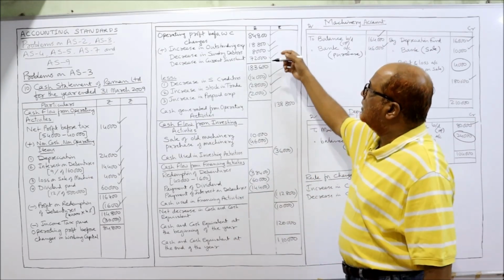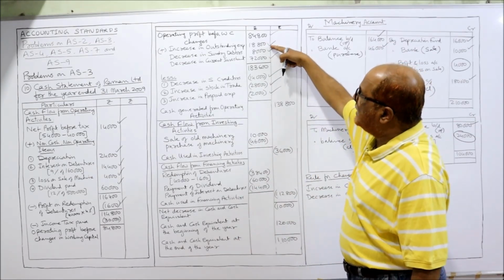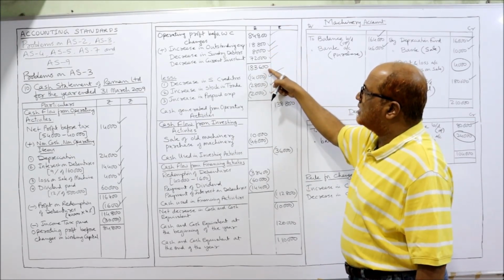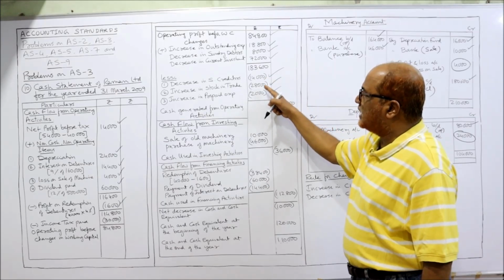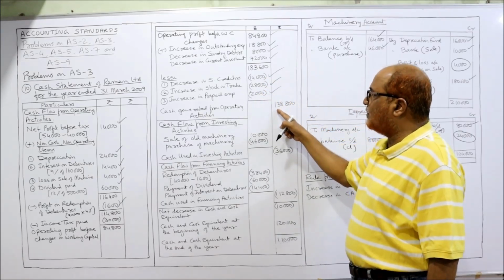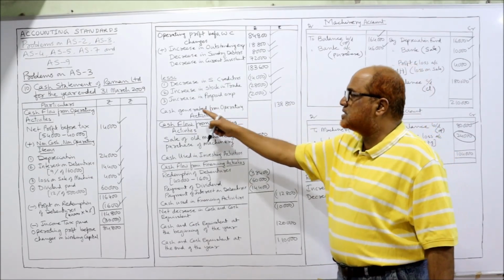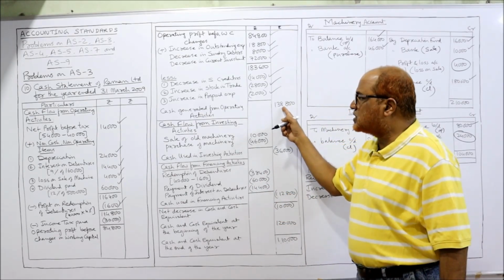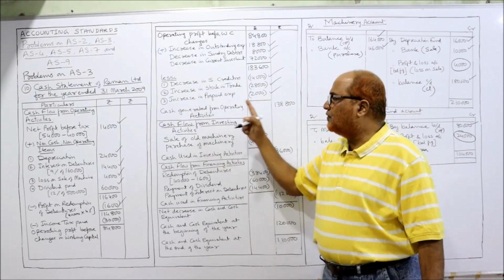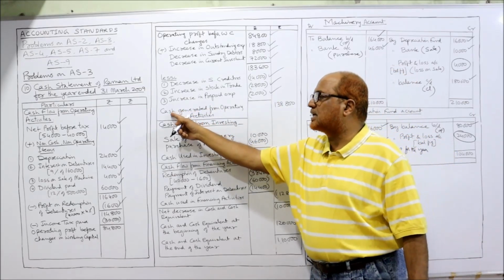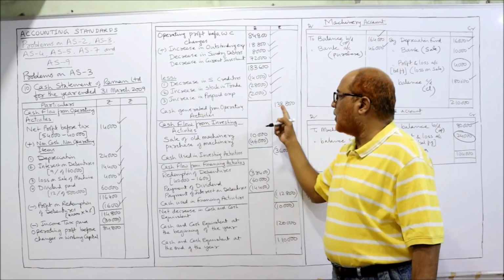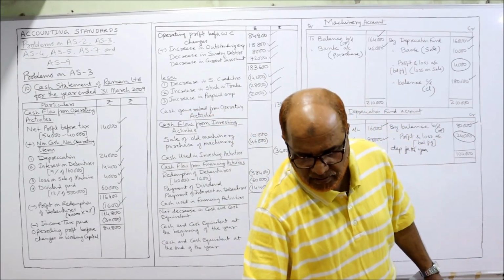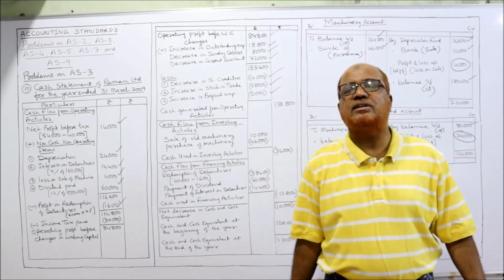Now simply take the total. 84,800 plus 18,800 plus 8,000 plus 72,000. It comes to 183,600. Minus 14,000 minus 28,000 minus 2,000. So finally 1,38,800. This is called cash generated from operating activities. If you get positive, it is cash generated. If you get negative, it will be written as cash used. But here positive is there, so cash generated from operating activities. So one item completed. That is operating activities completed.